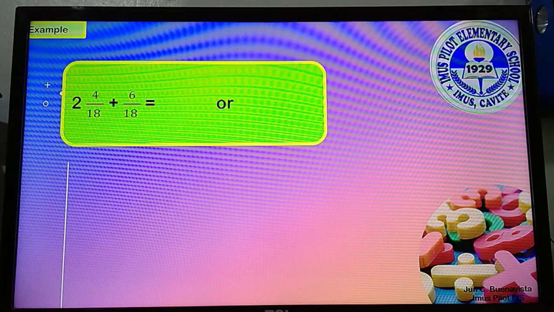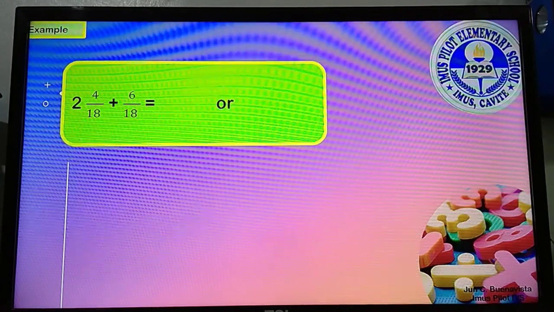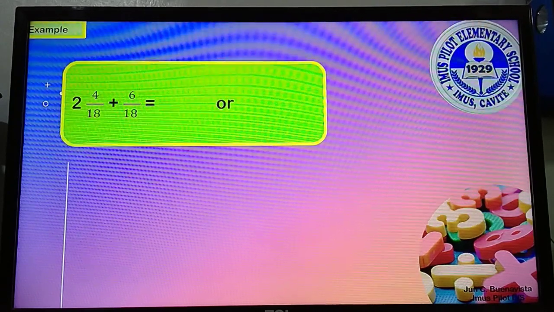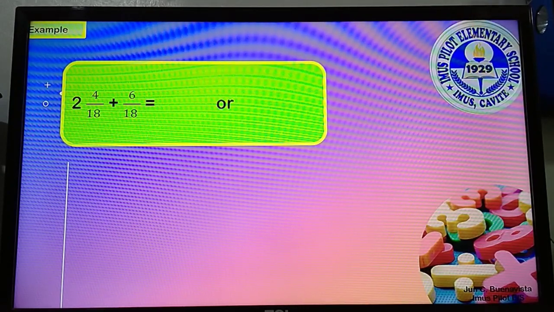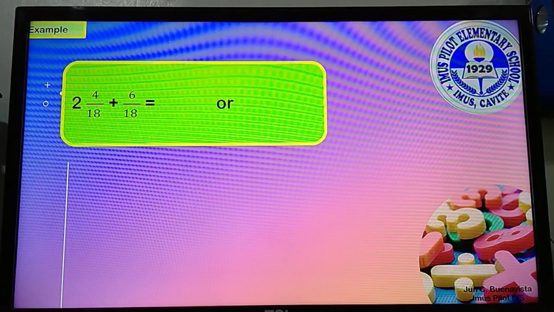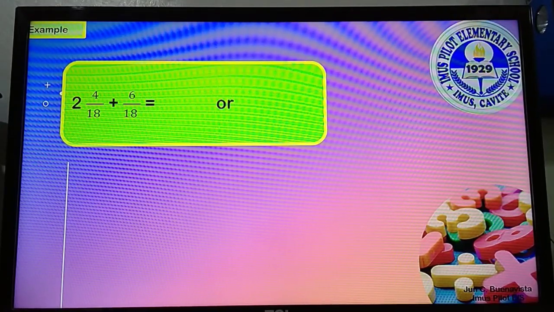2 and 4/18 plus 6/18. So what have you observed to our fraction? They are similar fractions. So parehas kasi ang kanilang denominator. So therefore, we are not going to change it anymore to a similar fraction because it's already in a similar form. So ano nang ginagawa natin kapag similar na? Right away, you can add the numerator and you can add the whole number.